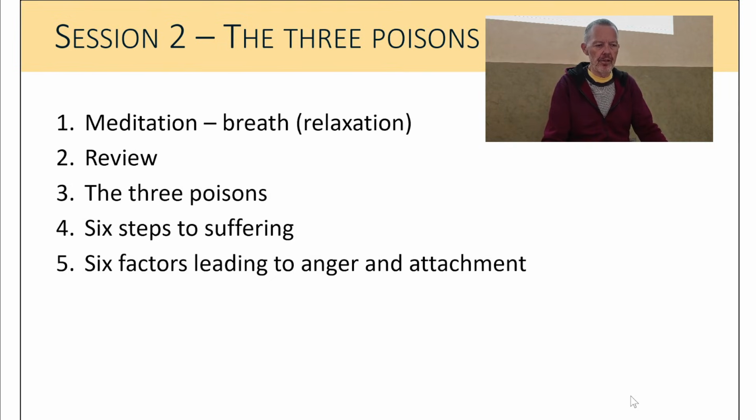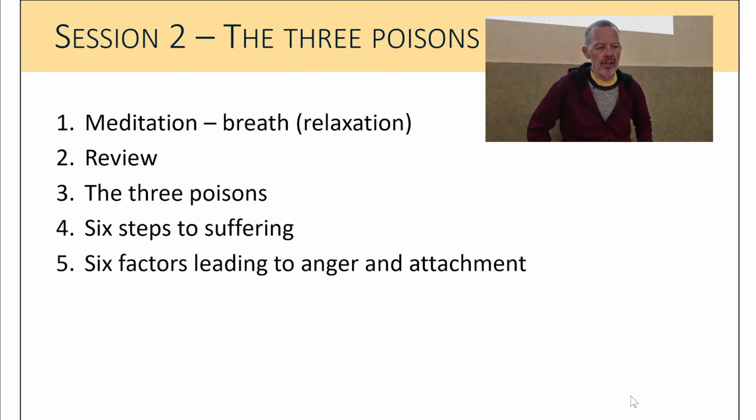And then we'll introduce what's called the 3 poisons. This is now pointing to the second of the Noble Truths, the underlying cause of our suffering. Why are we stuck in this state of dukkha or suffering? That these 3 things that poison our mind, which we'll look at. And then we'll look at how these poisons lead to our suffering. That's called, there's a 6-step process.